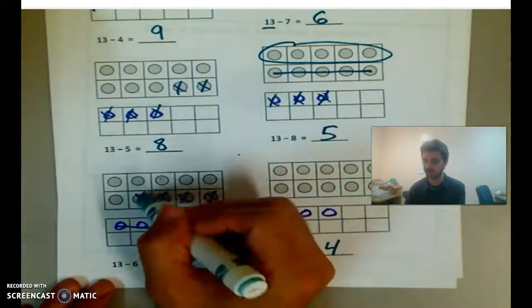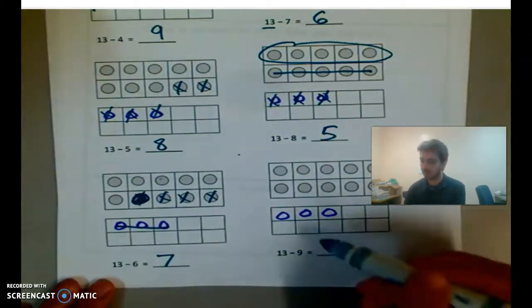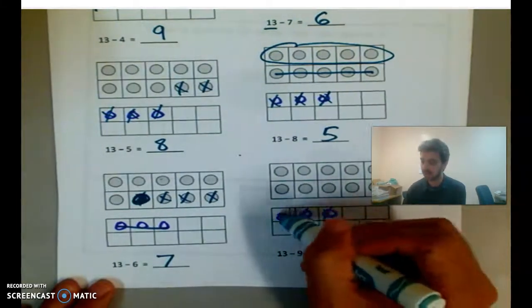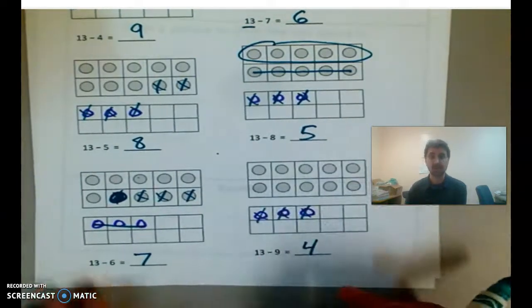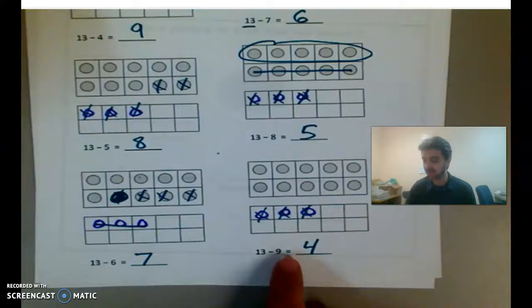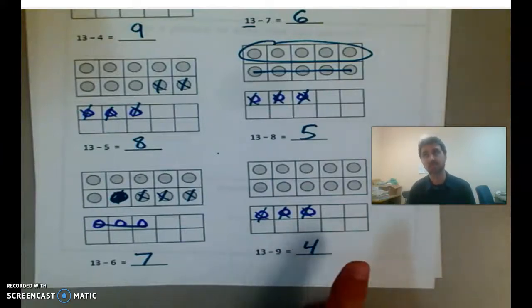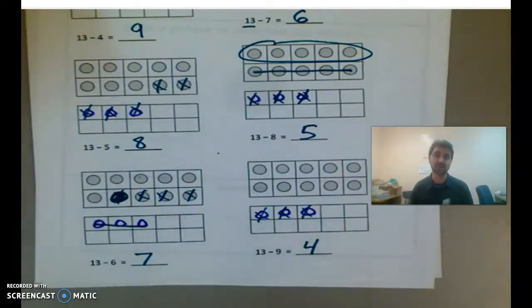I'm sorry, not 4 more, 3 more. Silly, Mr. McAndrew. And you'd end up with 7. Okay, and here you would take away 3, and you'd have to take away 6 more. Okay, so actually for this fact, I might even think of it as 9 plus what gets me to 13. 9 plus 1 gets me to 10, plus 3 more gives me 13. So there's different ways you can think about these.